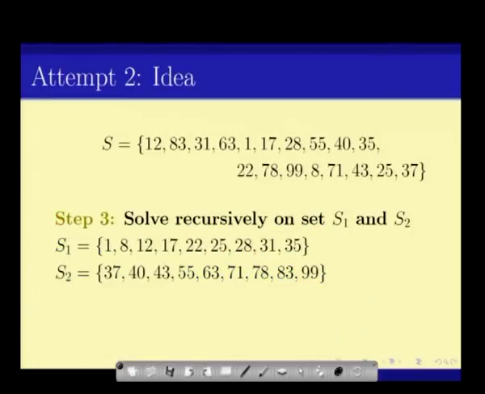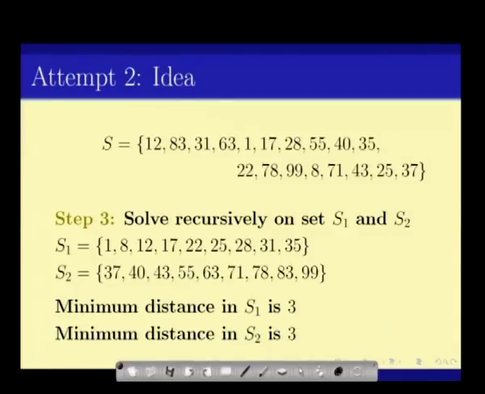Now we solve the problem recursively on the sets S1 and S2. In other words, we find the minimum distance among pairs when both are in S1, and we also find the minimum distance among pairs when both are in S2. So thus, say the minimum distance in S1 and S2 is 3. So this takes care of the first two conditions, when i and j are both in S1 or both in S2. But what happens if i is in S1 and j is in S2?